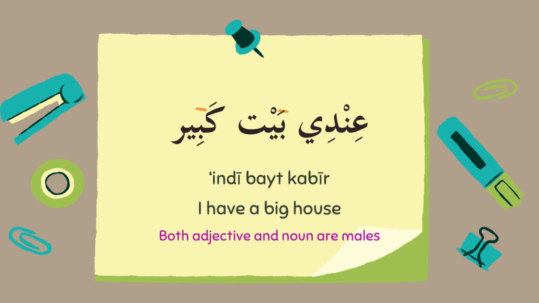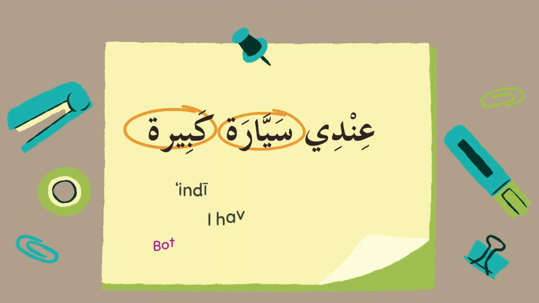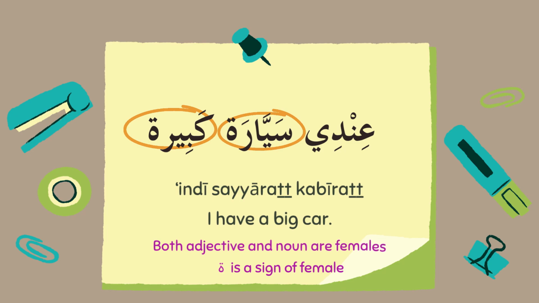So if we were to break down, bait is the noun, which is the house. Kabir is the adjective, where it's big. Remember, the noun comes first, only then the adjective, where it matches the noun adjective phrase. Both adjective and noun are masculine. Now, let's look at another example. We have the phrase Indi sayarah kabira. I have a big car.